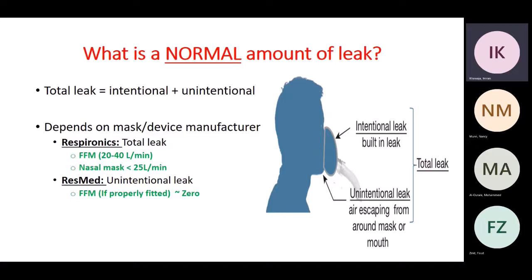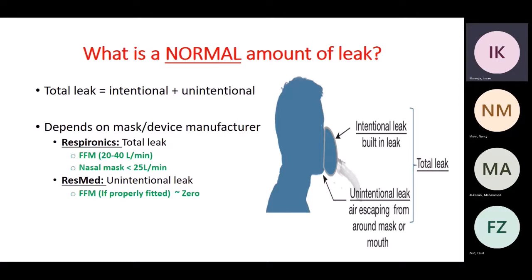So if you're using a full face mask that covers your nose and mouth, and you're using a Respironics machine, the sheet that you get with the Respironics tells you the total leak, okay? While ResMed tells you about unintentional leak. So there is a significant difference in the way the machines report the leak. In Philips Respironics, we want the full face mask to have a leak between 20 to 40.